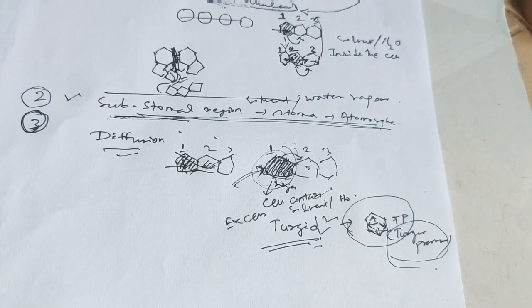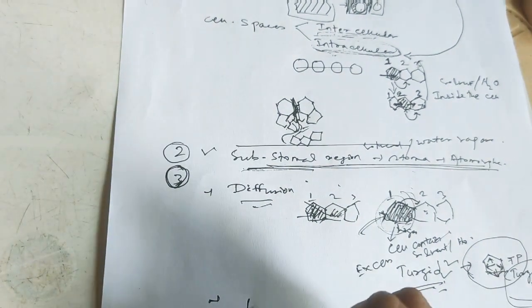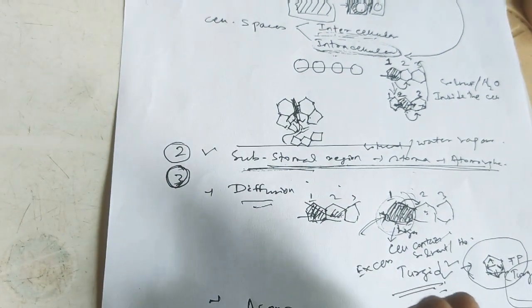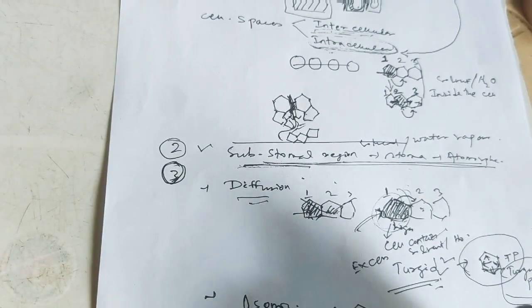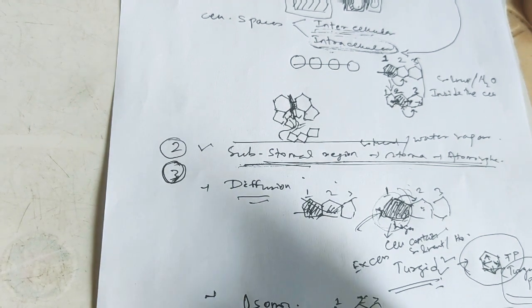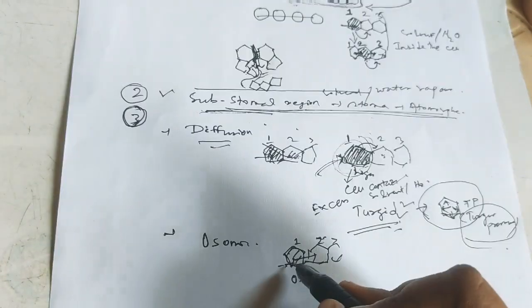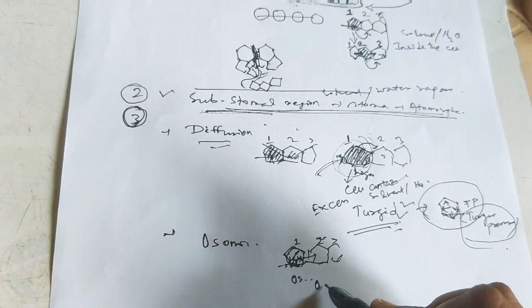Then come to osmosis. If osmosis occurs, what happens? Likewise, the same thing happens here also. Water moves from higher concentration to lower concentration. When osmosis occurs, a pressure exists. The pressure exerted by the cell is the osmotic pressure.